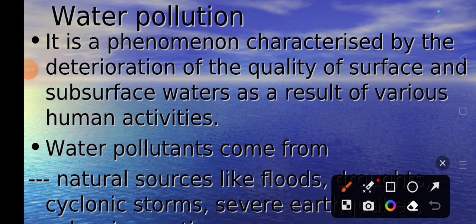In this video, we are going to discuss water pollution. What is water pollution? It is the phenomenon characterized by the deterioration of the quality of surface water and subsurface water as the result of various human, anthropogenic activities. The total quality of water is changing, and it becomes unfit for drinking or other purposes. That is known as water pollution.